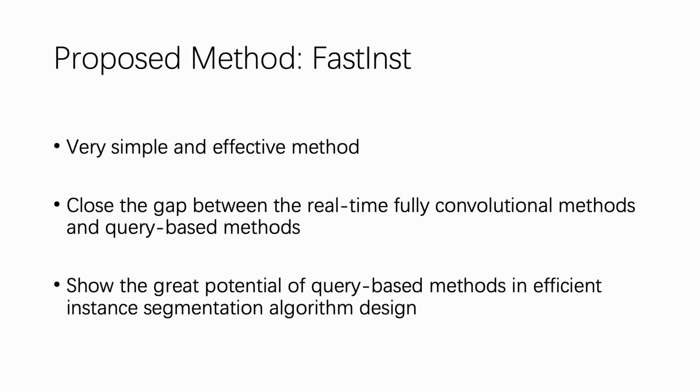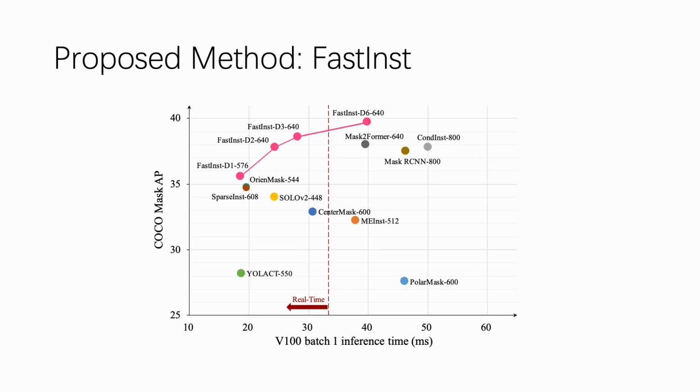In this paper, we propose a very simple and effective method named FastInst. This method closes the gap between the real-time fully convolutional methods and query-based methods, showing the great potential of query-based method in efficient instance segmentation algorithm design. This figure shows the speed-performance trade-off on COCO testset. All models employ ResNet 50 as the backbone except Orion mask with DarkNet 53. Our FastInst surpasses most state-of-the-art real-time instance segmentation algorithms in both speed and accuracy.